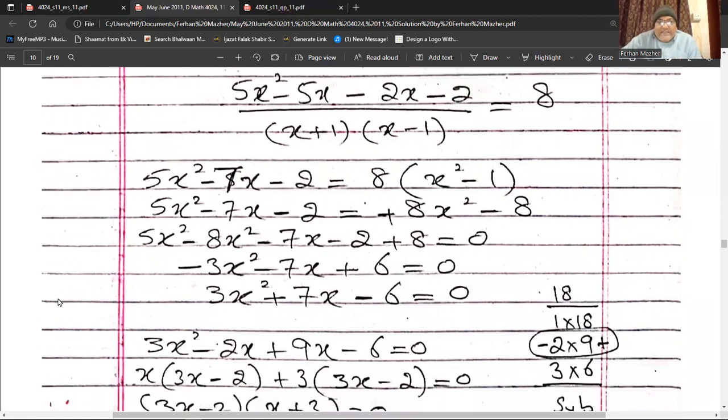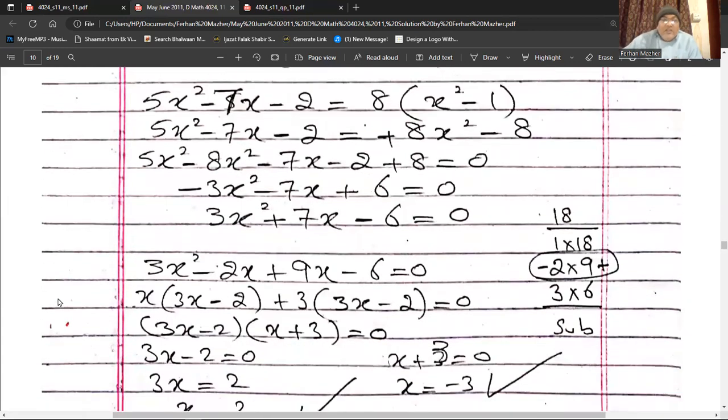Multiply both sides with a negative number, so you will minus 1, I mean. So you will have 3x squared plus 7x minus 6 equals 0. So multiply the extreme terms. We are going for the middle term breaking. So it will become 18. 3x squared multiplied with the minus 6 gives you 18.